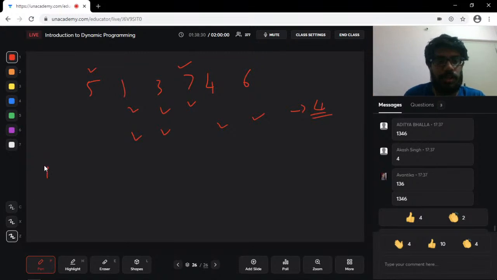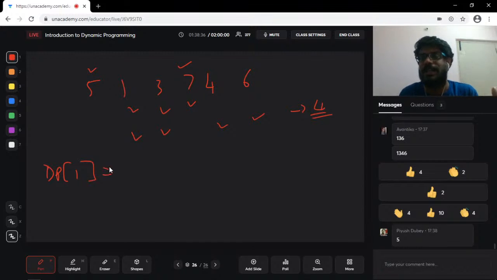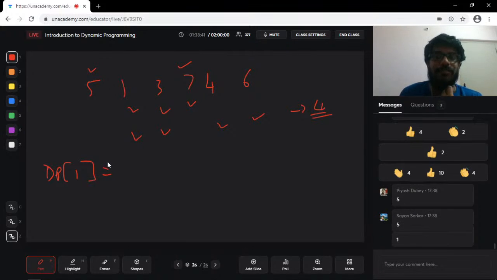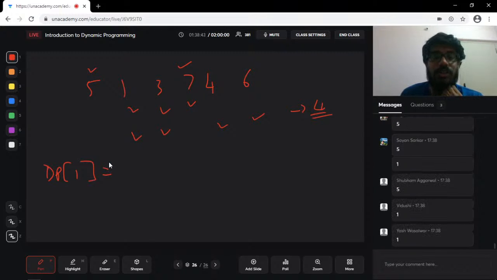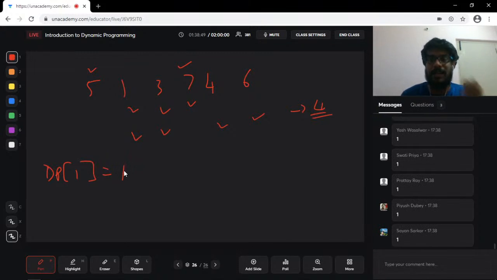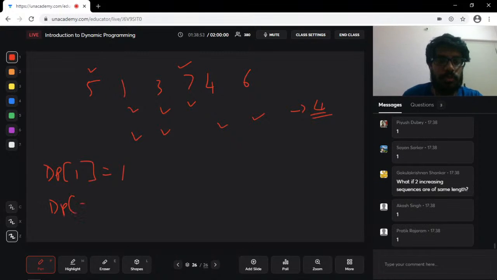So we say, okay, DP of 1: if I have just the first element, what is the answer? It's not 5, right? Because what is the definition of DP of I? The DP of I is the maximum length of the increasing subsequence. So it's 1. Right? I'll pick A1. So it's 1. What is DP of 2?